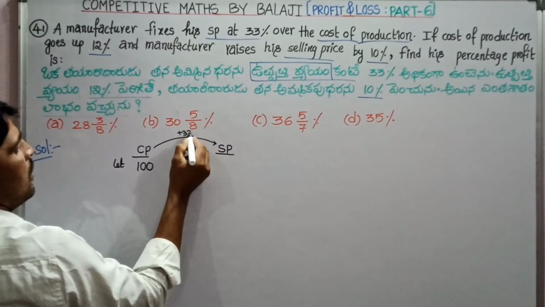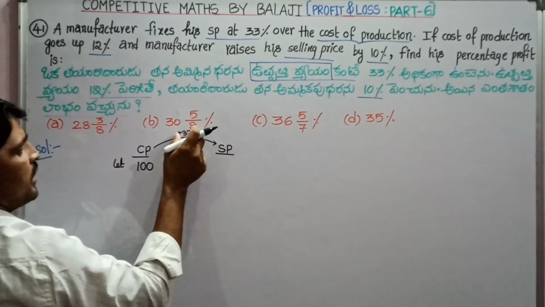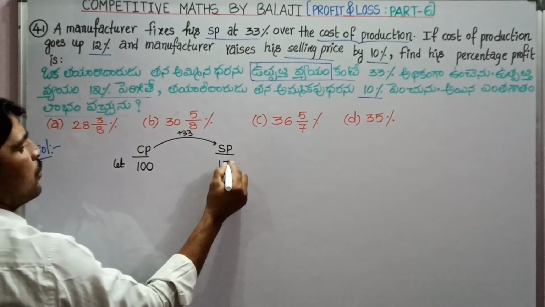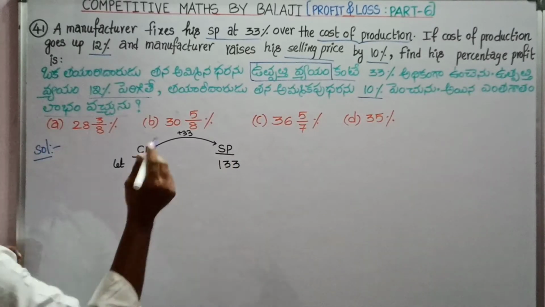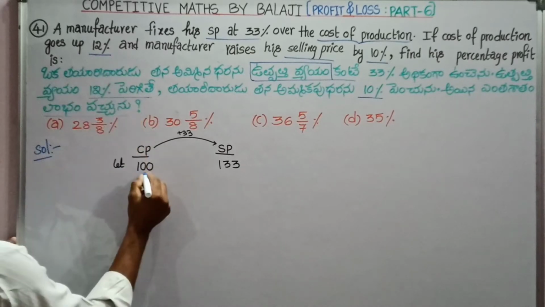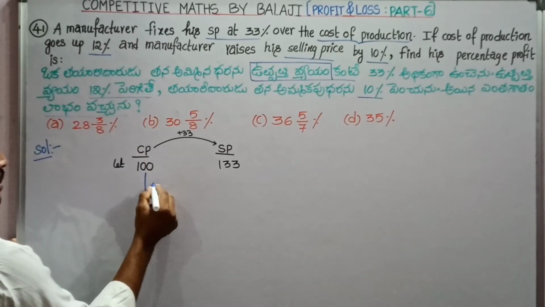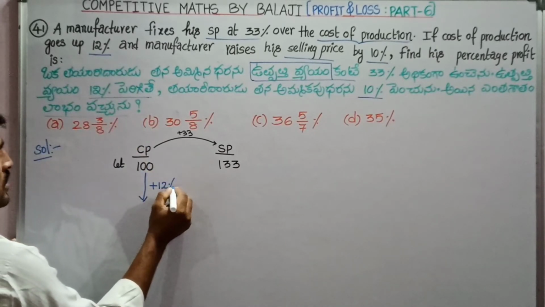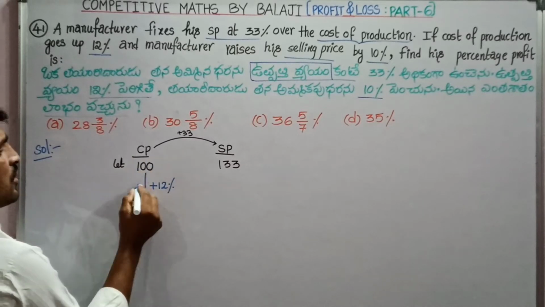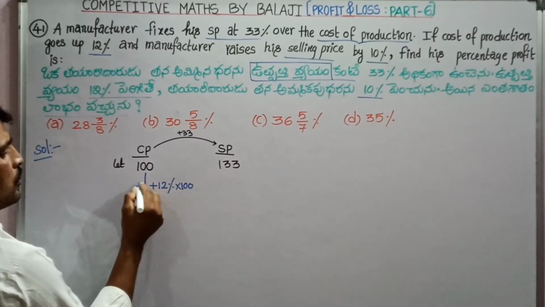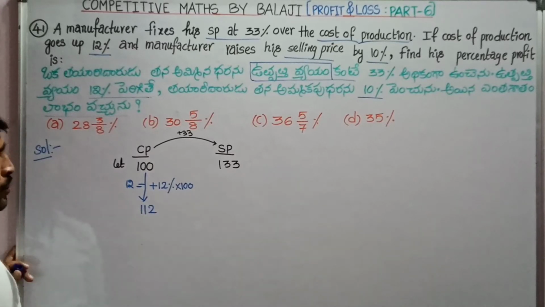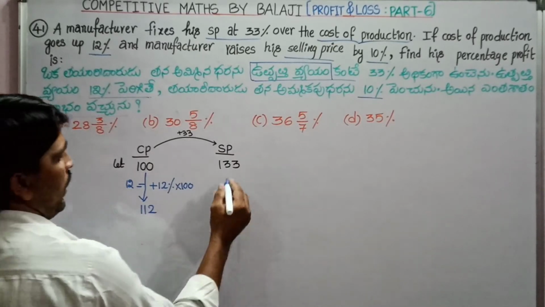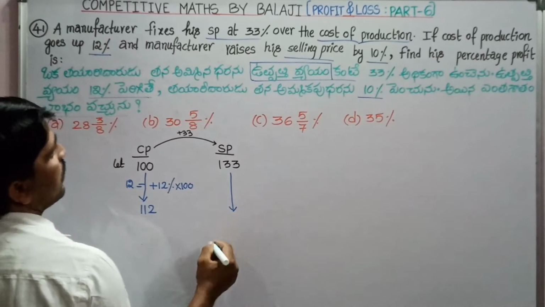That is, SP is 33 more than the 100, that is 133. When the cost of production goes up by 12%, that is, the cost price increases by 12%, 12% of 100 is equal to 12 rupees. Then the cost price or cost of production becomes 112. And there is an increase.